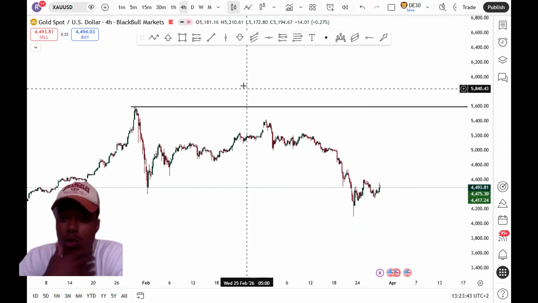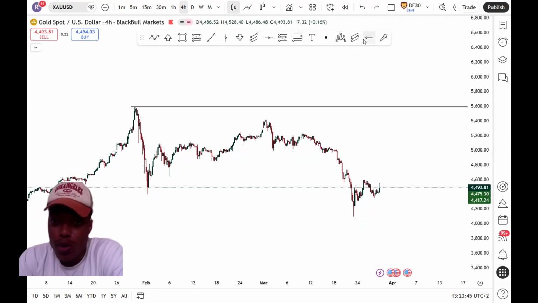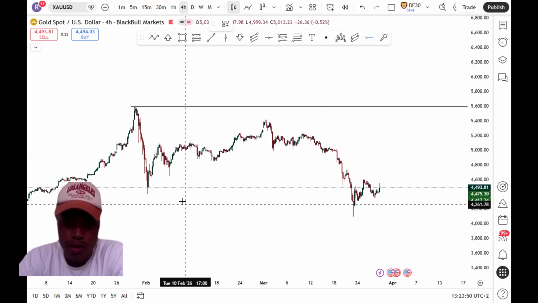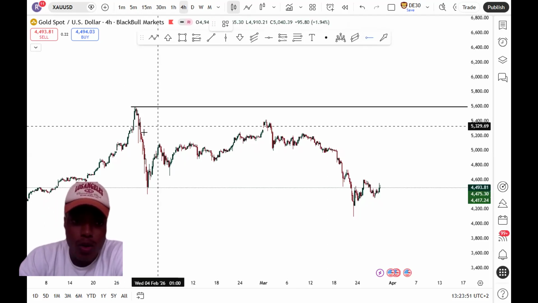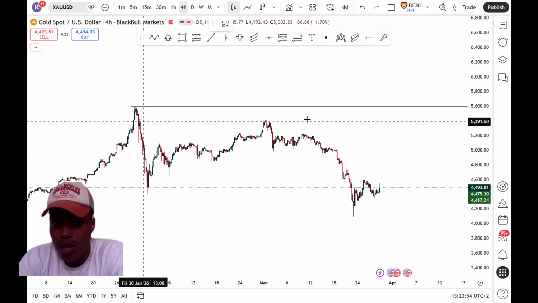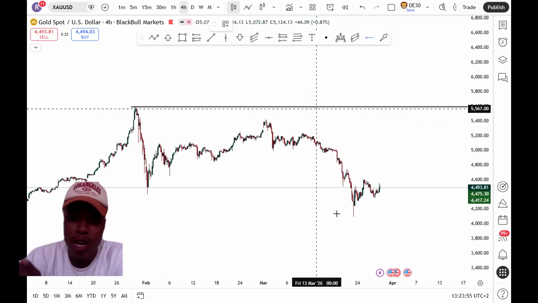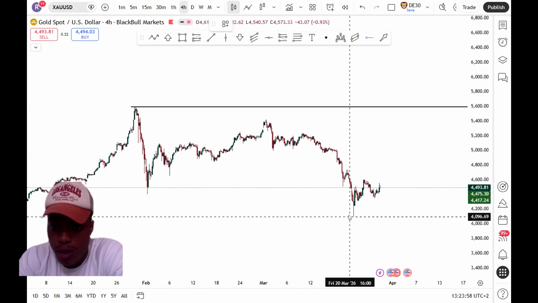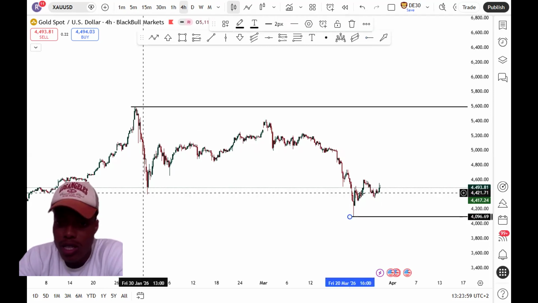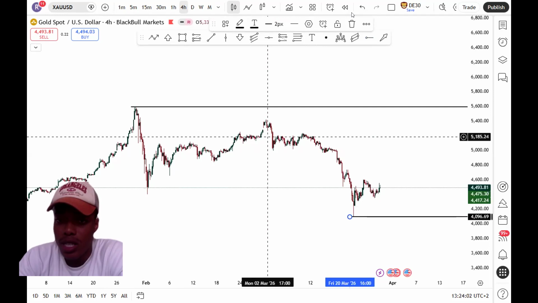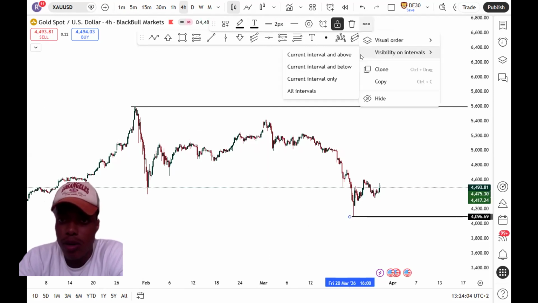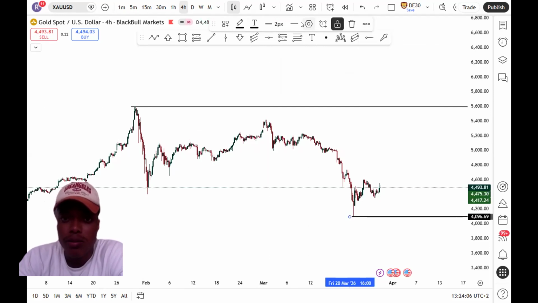So we're just gonna start with the gold. What I like to do is start on the 4 hour. I look at the overall trend, what has been happening. I'll start by marking the high. This will be my supply zone, and then here, this will be my demand zone. Obviously it would have been this, but it got violated, so I'm just gonna write demand zone on this one.